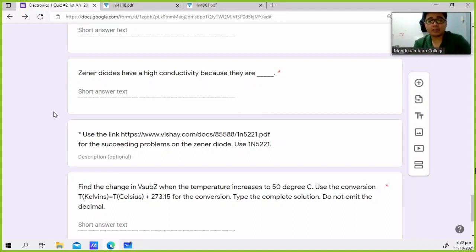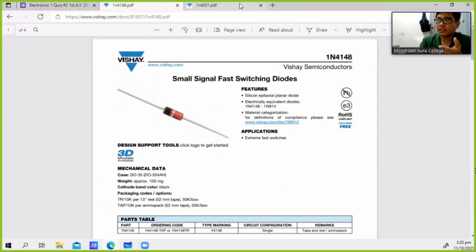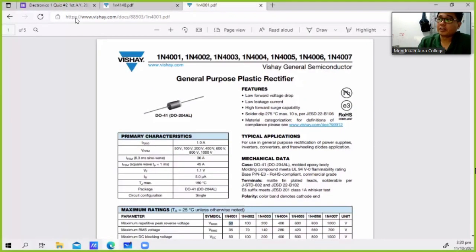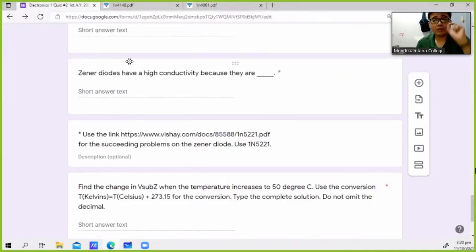Ibig sabihin, mataas ang concentration ng kanilang doping. So I don't know the levels, depende doon sa company na nagma-manufacture. But it's more compared doon sa mga regular na junction diodes or PN junction diodes kagaya nitong 4148 at nitong 4001 or 4XXX series. So, para onting voltahe lang i-apply natin sa reverse bias direction, magko-conduct na siya agad. Okay? Zener diodes can also be used as voltage references for comparators. So darating tayo dyan.